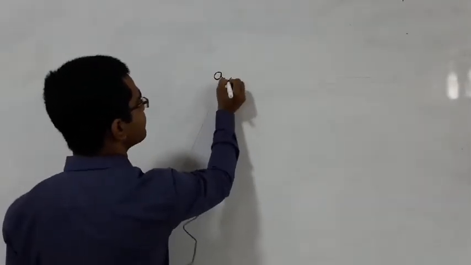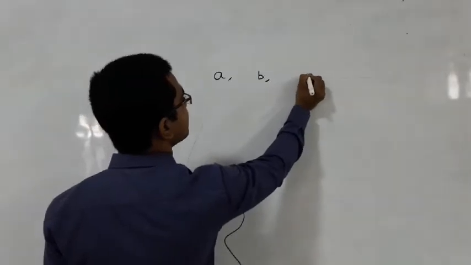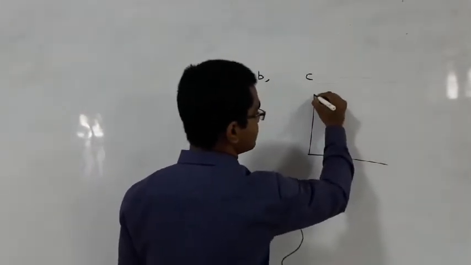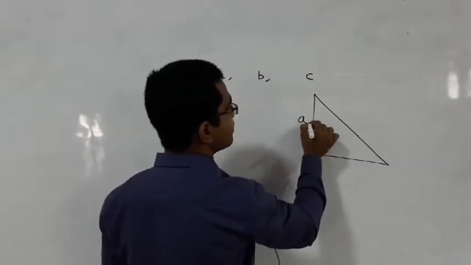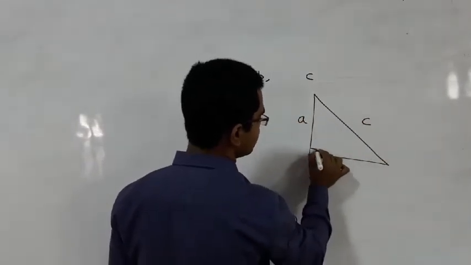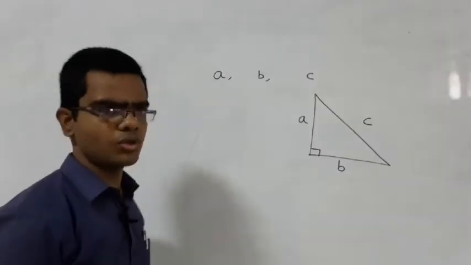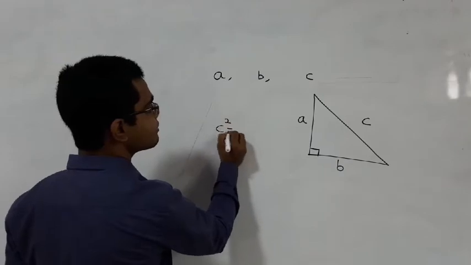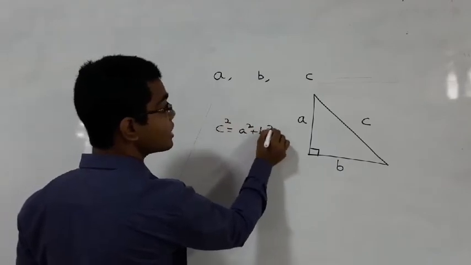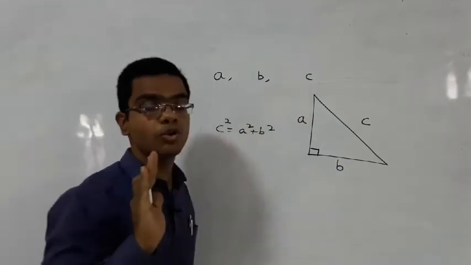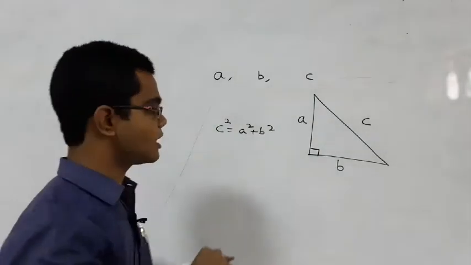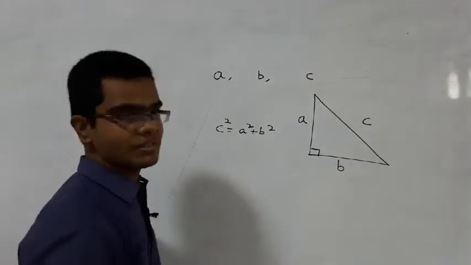Let's take the primitive Pythagoras triplets as A, B, and C. So let's draw a right angle triangle with sides A, B, and C. Now let's see what's going to happen. According to Pythagoras theorem, C square is equal to A square plus B square. Please remember, children, A, B, C are primitive Pythagoras triplets. They are not derived. That means A, B, C are relatively prime to each other.